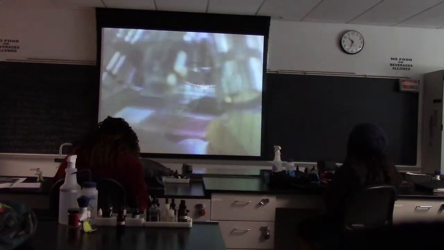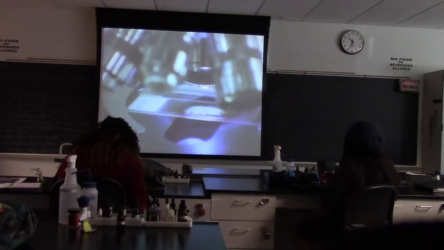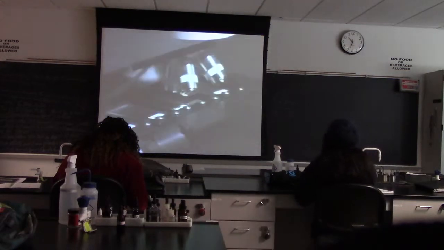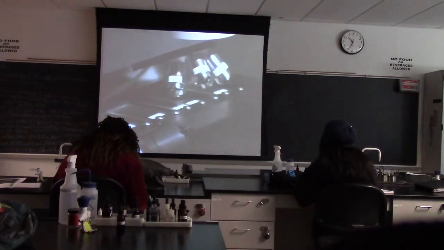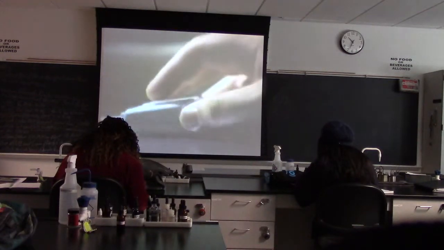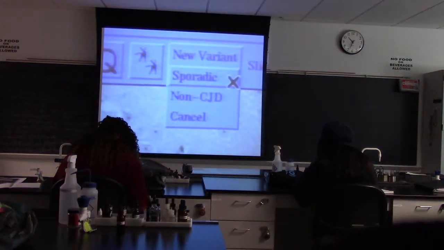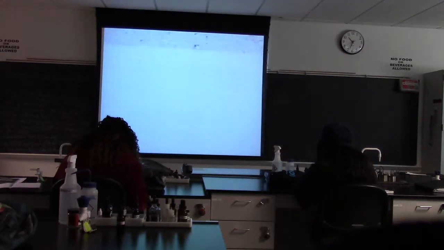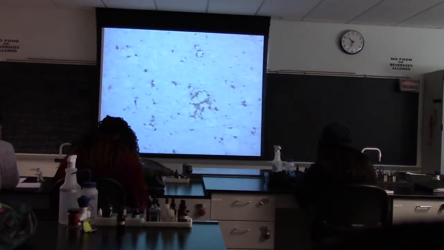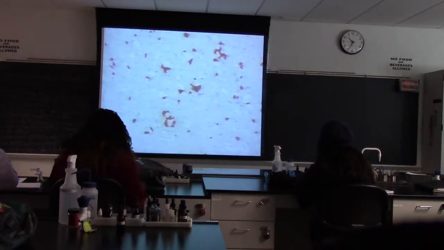Eventually, other cases like Stephen's emerged. And to confirm their suspicion that they had a new form of CJD, the team used a computer to compare brain slides from the randomly occurring or sporadic form of CJD and the new cases. The microscopic holes that accumulate in the brain were outlined in red.